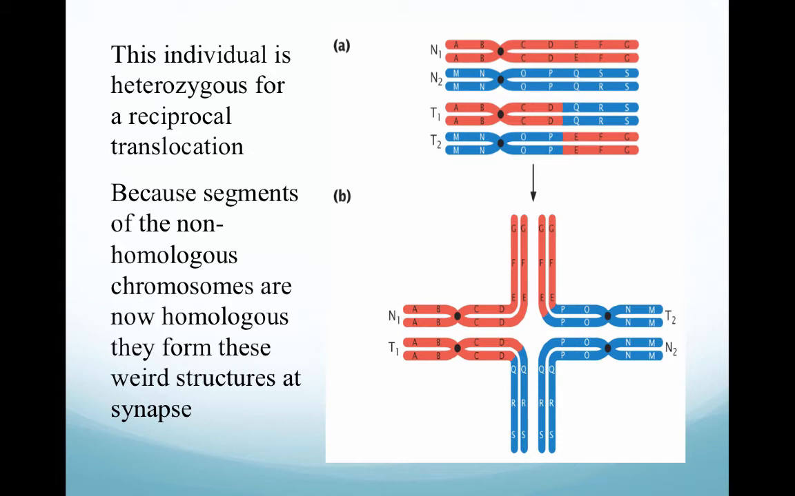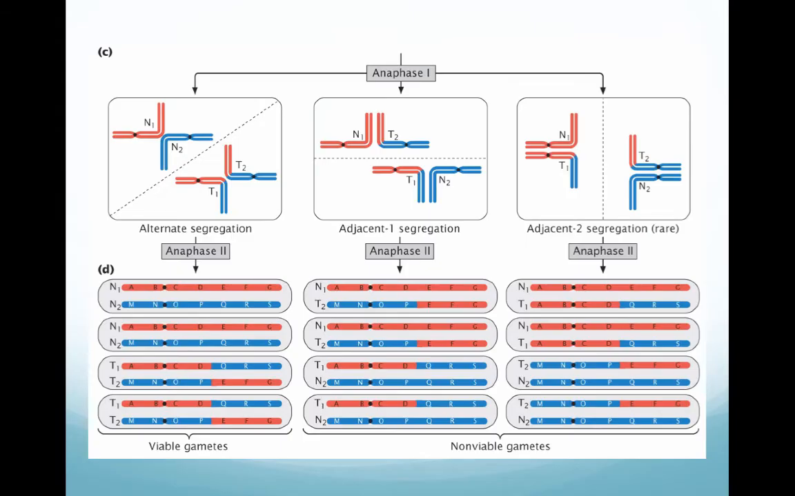So these are weird kind of synaptic structures. And as we move out of prophase and metaphase during the pairing and lining up on the metaphase plate into anaphase 1, we can see that we have a couple of different scenarios that could take place as those chromosomes separate and move towards the poles of the cell.